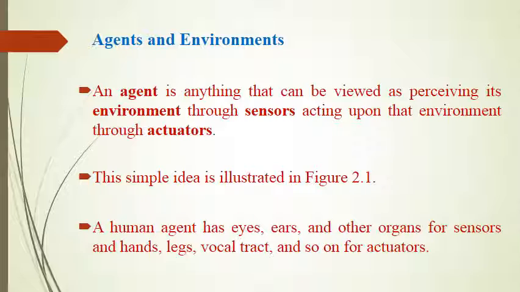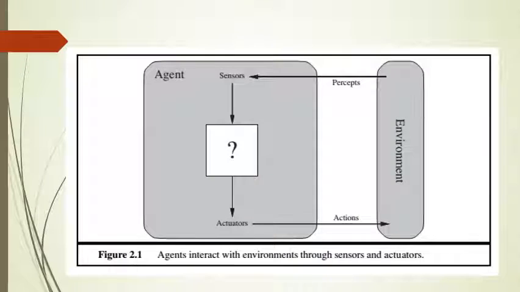So if we call a human an agent, a human agent has eyes, ears, and other organs for sensors, and hands, legs, vocal tract, and so forth. These are the actuators. The figure shows how agents interact with environments with the help of sensors and actuators.